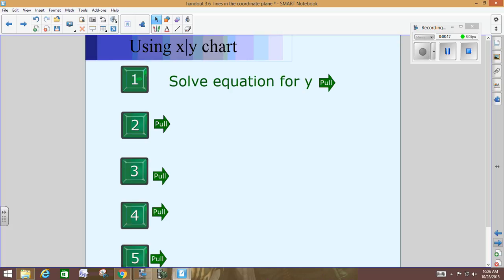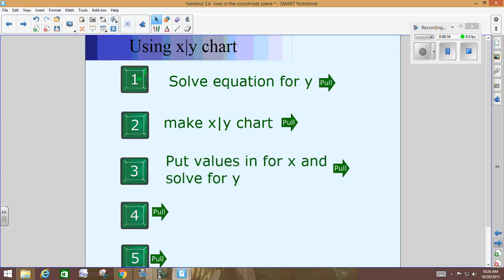After you solve for y, you make the chart. Make an XY chart. So number 1, solve for y. Number 2, make the chart. After you make a chart, you pick x values to put in or substitute and solve for y. You pick 3 x values, substitute that into the equation, and then you solve it for y.